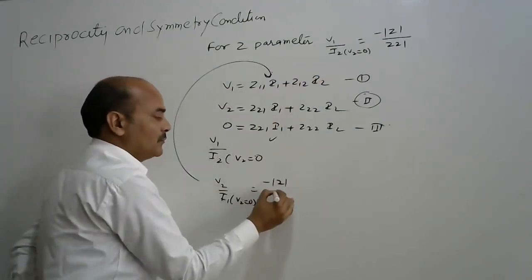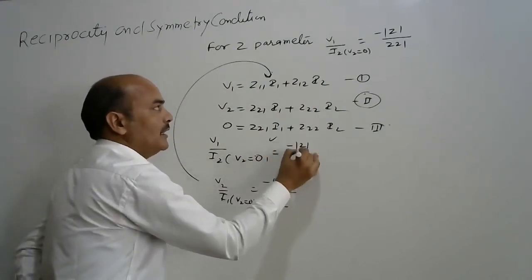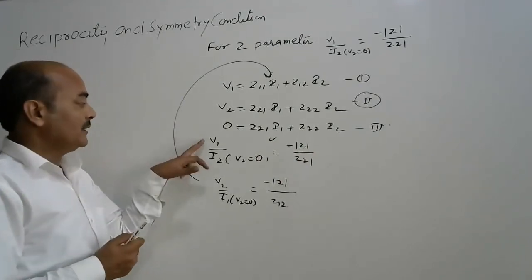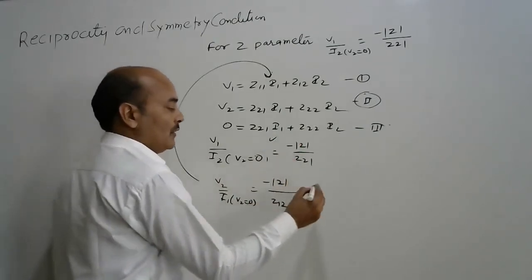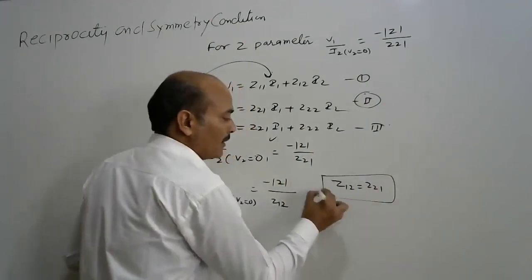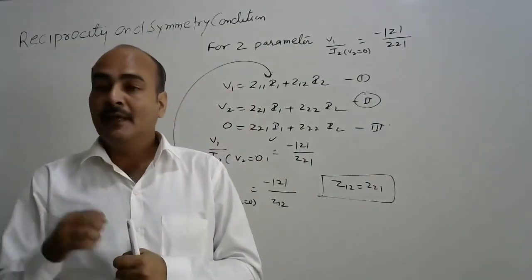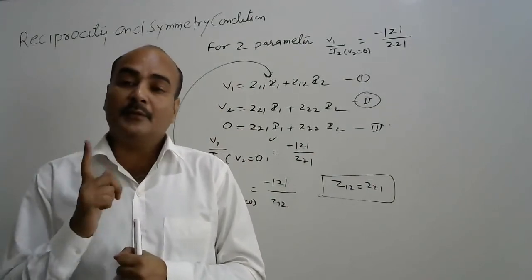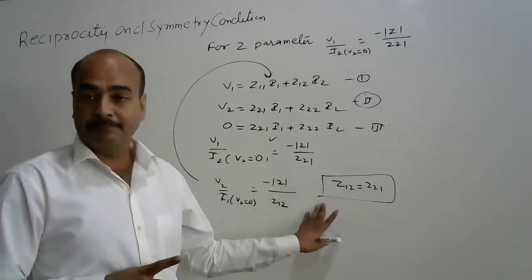The equation is minus mod Z upon Z12, and this is equal to minus mod Z upon Z21. So what is the condition of reciprocity? This term should be equal to this term. So when we make both terms equal, the condition is Z12 equal to Z21. So what is the condition of reciprocity for Z parameter? If Z12 equal to Z21, then the network is said to be a reciprocal network in case of Z. Clear?